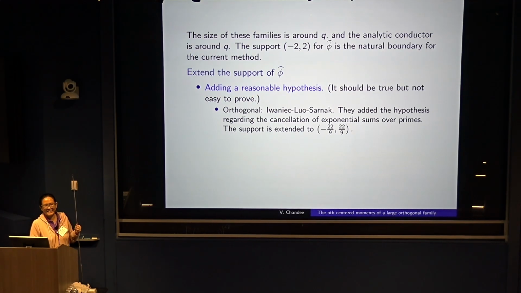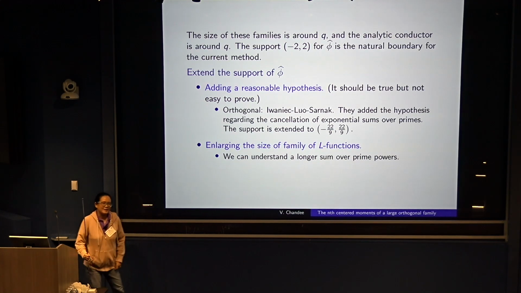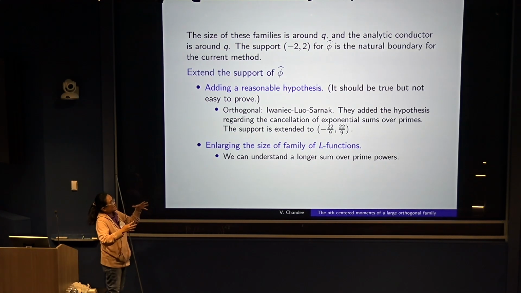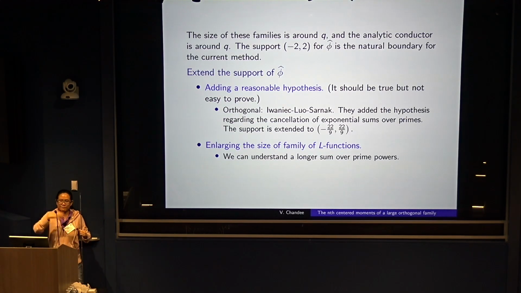Okay. Another way to do this is to enlarge the size of the family. So instead of having a family of size Q, we're going to do something bigger than Q. And we hope that when we have a bigger family, we might be able to understand longer sums over primes.